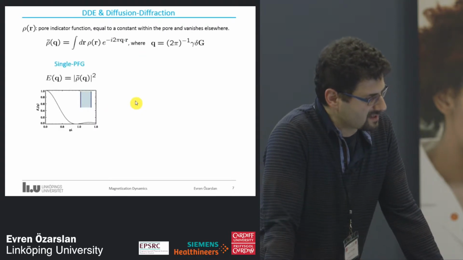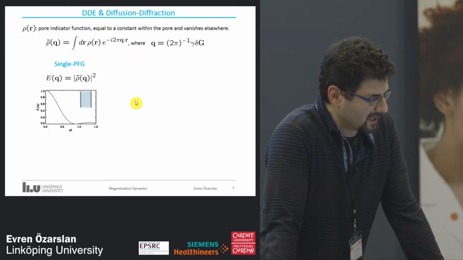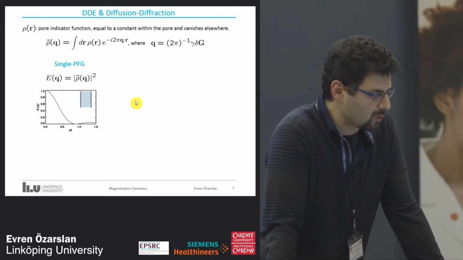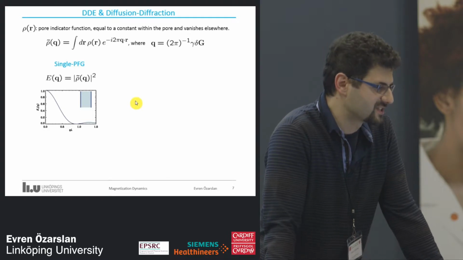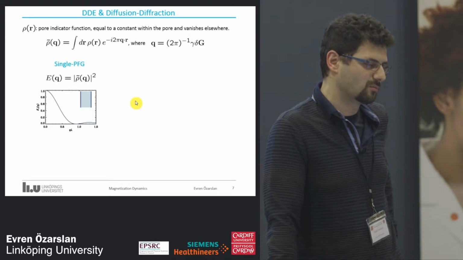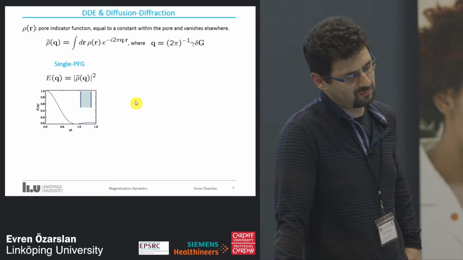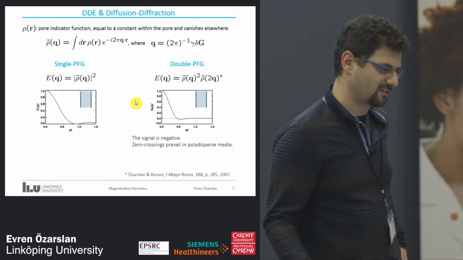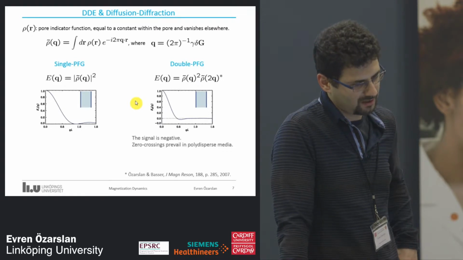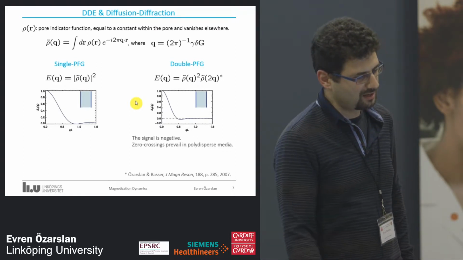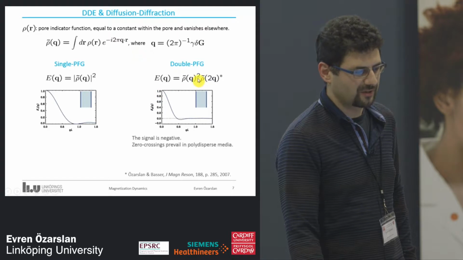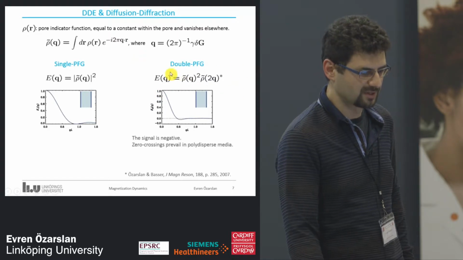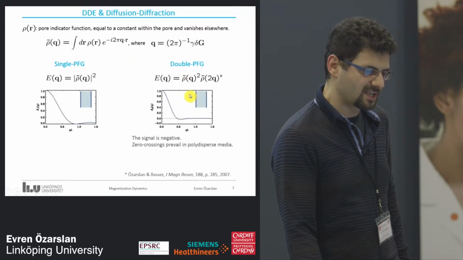First of all, if you look at the signal from a closed pore, then the signal you get is just a power spectrum of this pore indicator function, which takes a constant value within the pore space and vanishes outside the pore. If you do a double PFG experiment, because of the phenomenon that I just described, then you have this kind of a response.